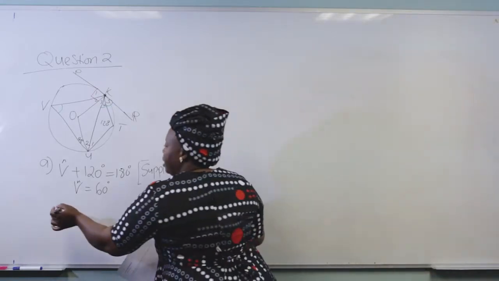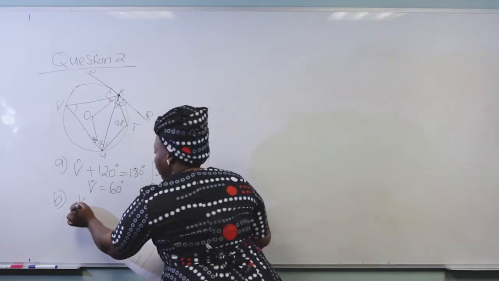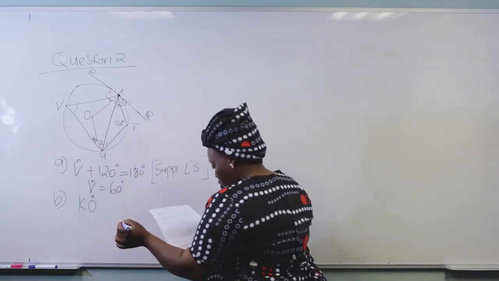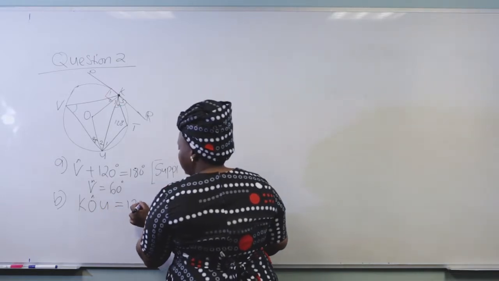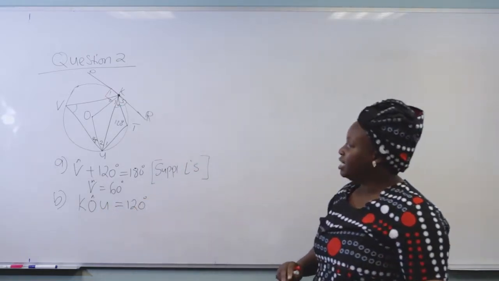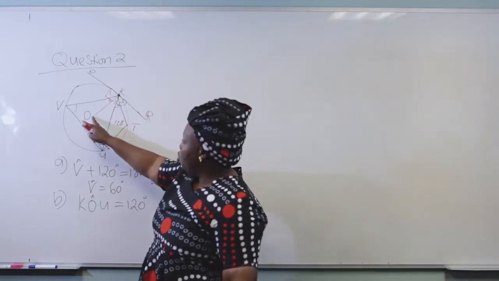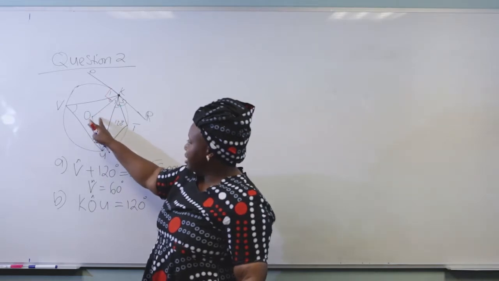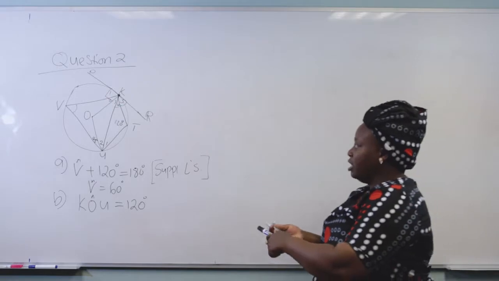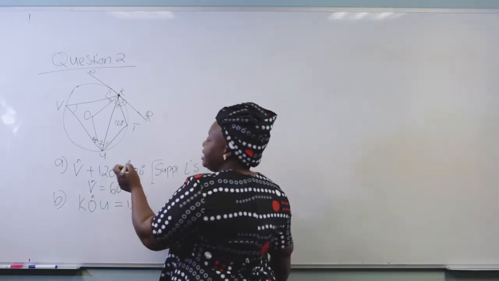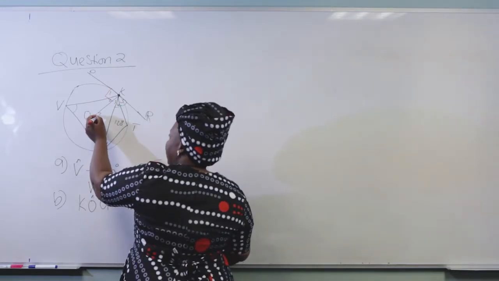Okay, number B. It says, what will be the reason for making angle KOU equal to 120 degrees? Now, where is angle KOU? This is angle KOU. What makes this angle 120 degrees? Folks, let's look at this. We said the angle at the center is twice the angle at the circumference. So this is the angle that we are talking about at the center.